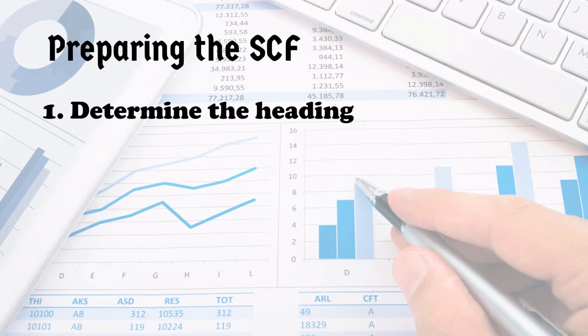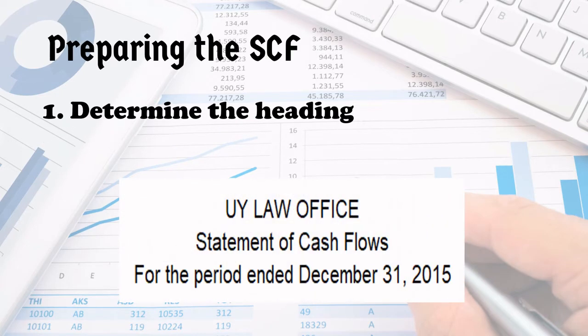First step is to determine the heading. Same with the first 3 financial statements. The first line is the name of the company, second line is the title of the financial statement, and the third line is the phrase for the period ended plus the date of the financial statement.